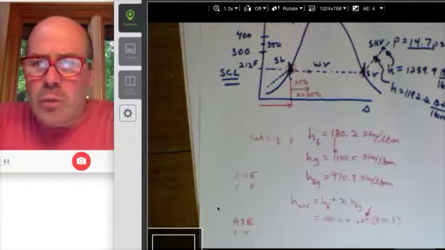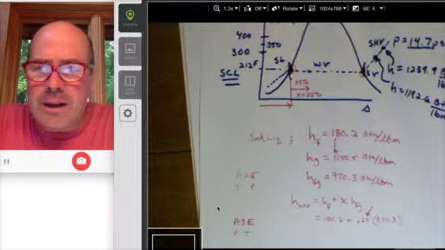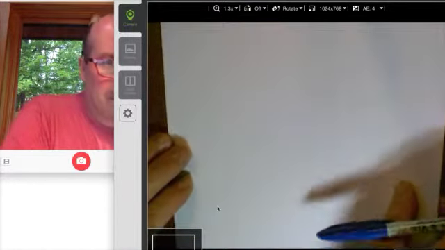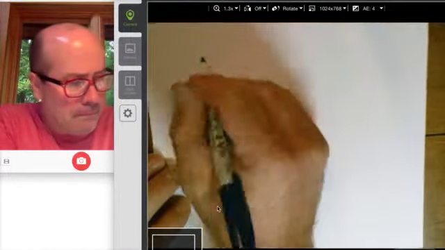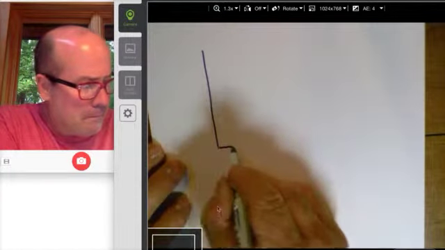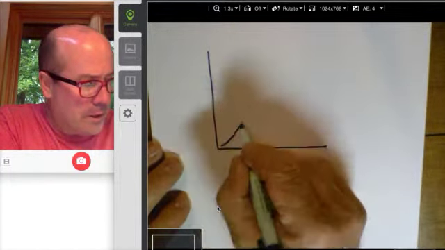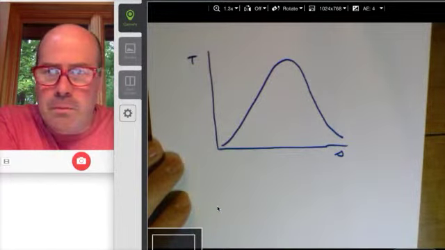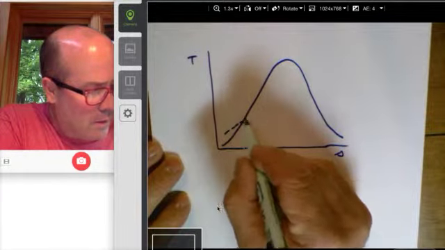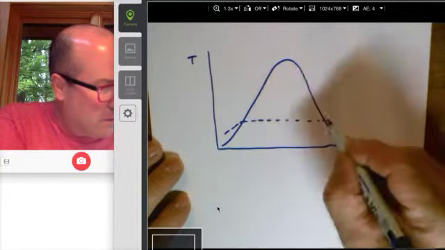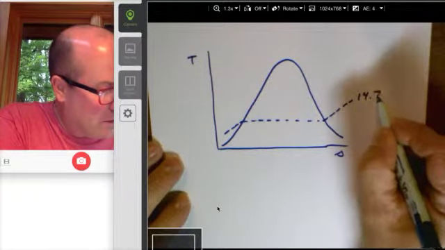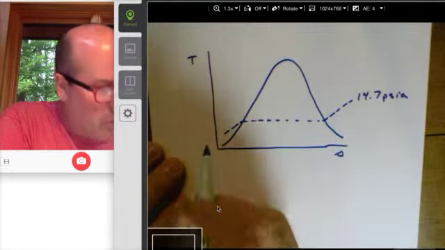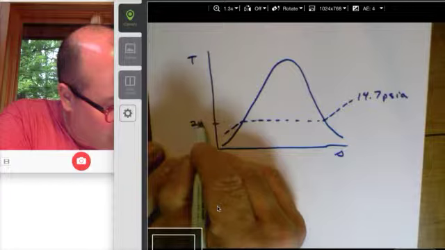Next step. What happens when we are at different pressures than atmospheric? Draw our temperature entropy diagram. Draw our vapor dome. Draw the pressure line for 14.7 psi. Now, what do we know about this point? We know its temperature, 212.